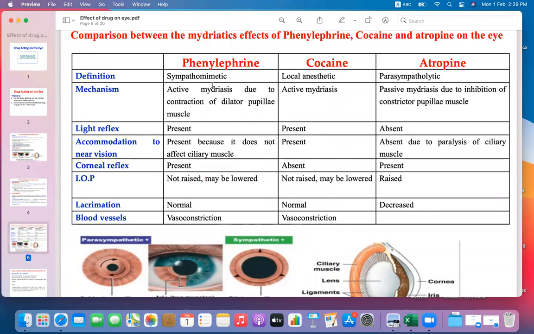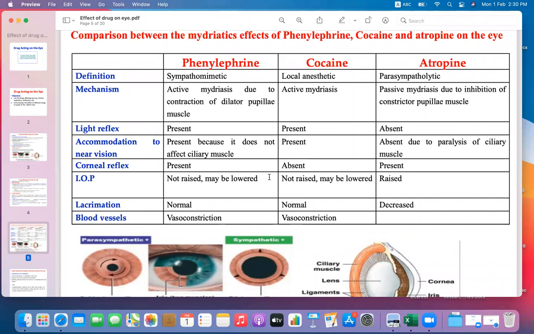Now, how can we differentiate between phenylephrine and cocaine? Because all parameters up to this are the same. Let us see the next parameter, the corneal reflex. In phenylephrine, it is present. In cocaine, it is absent. So we can differentiate phenylephrine and cocaine by the corneal reflex. How can we test the corneal reflex?